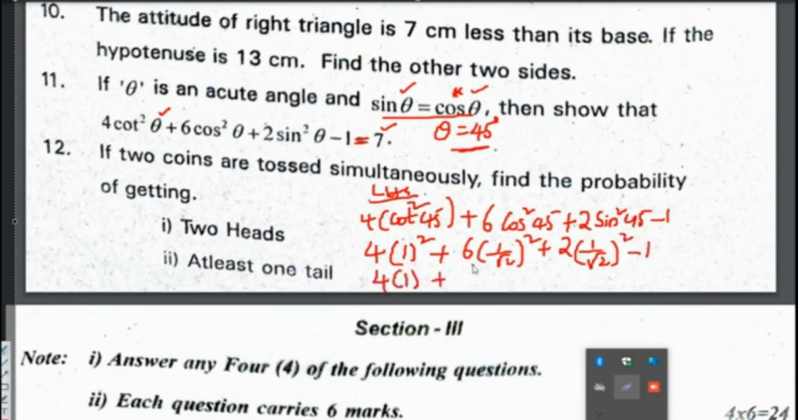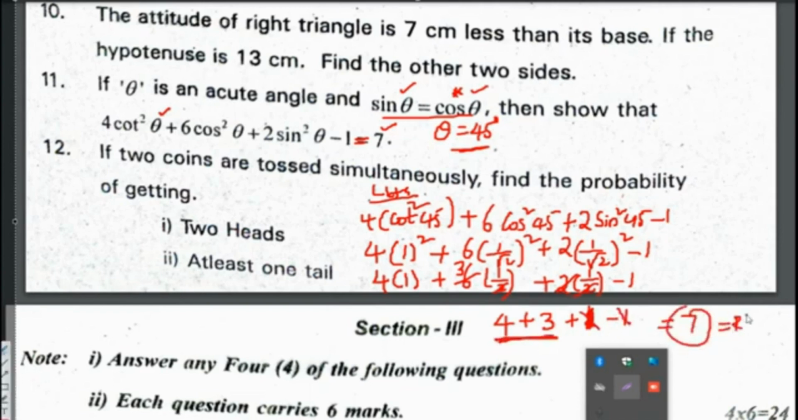4 1 square is 1, 6 1 square is 1 and root 2 square is 2, 1 square is 1, root 2 square is 2 minus 1. Here the 2s get cancelled. 4 times 1 is 4, 3 times 1 is 3, 2 times 1 is 2 minus 1, sorry, here the 2s get cancelled, only 1 will be there, minus 1. So plus 1 minus 1 get cancelled, 4 plus 3 is 7, which is RHS. We have taken LHS and we proved the answer as RHS, which is 7.